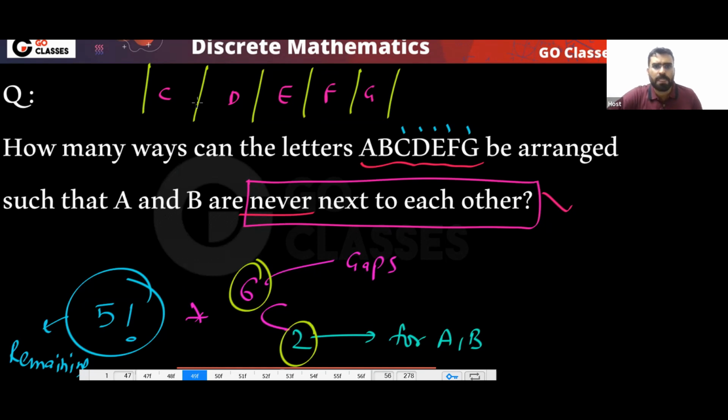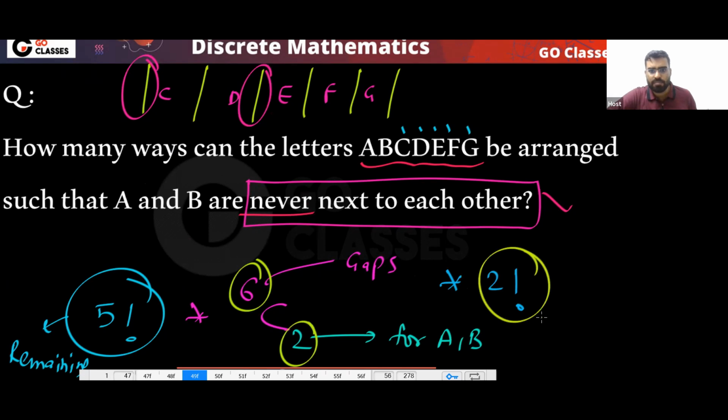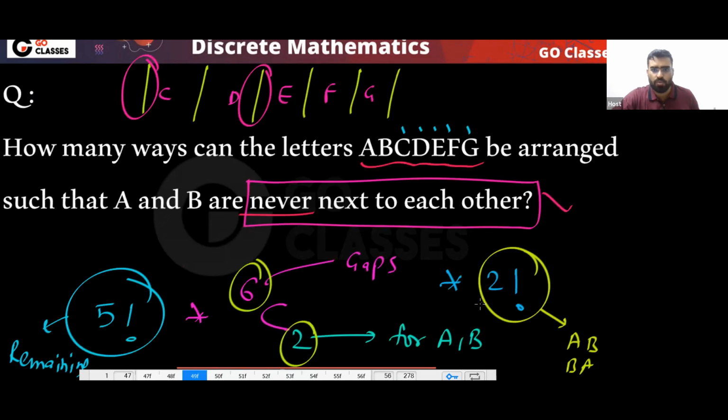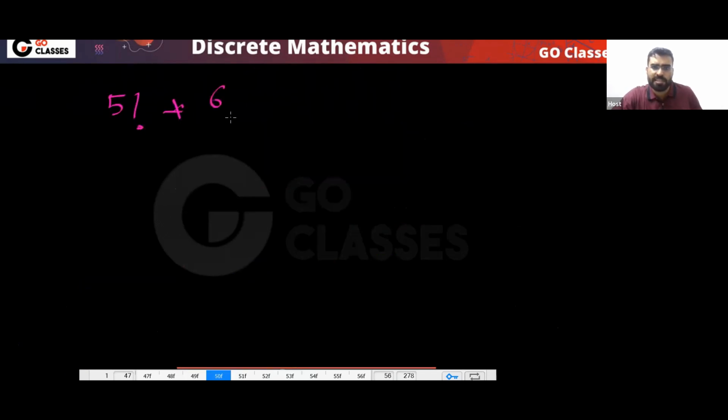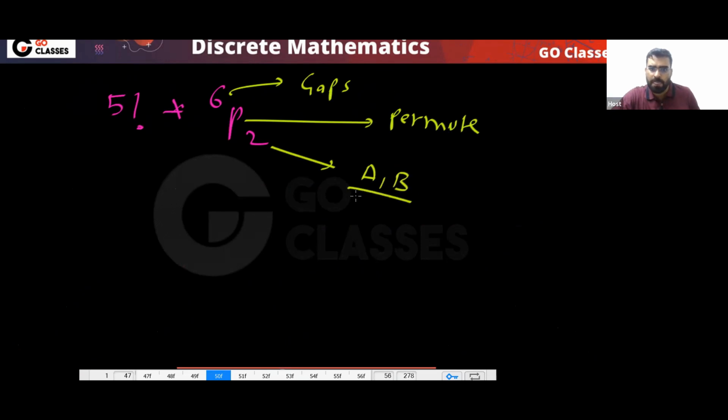So you can select 2 gaps for A comma B, and multiply by 2 factorial, because once you select 2 gaps, they can arrange in 2 factorial ways, AB or BA. So this will be the answer. So finally, the answer will be 5 factorial multiplied by 6P2, because in 6 gaps you can permute 2 people, which are A comma B. Okay, is this clear? So total 5 factorial is for the remaining.